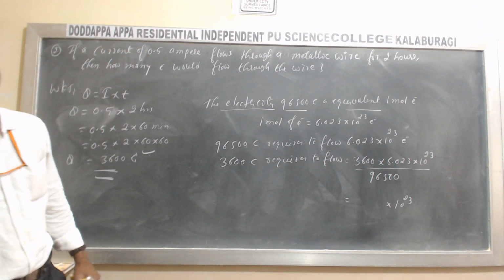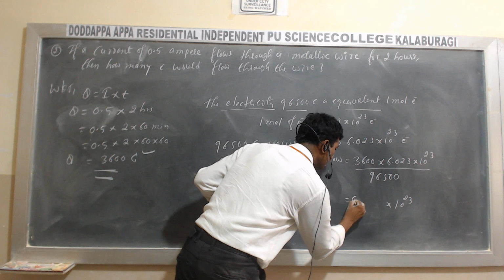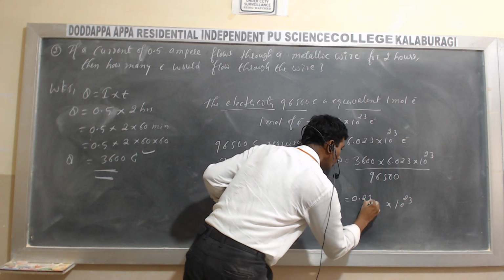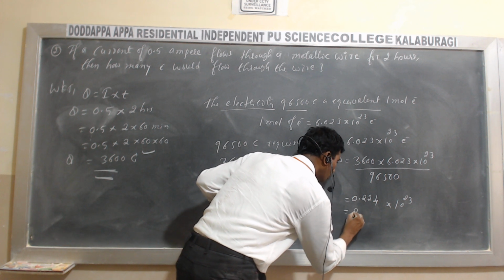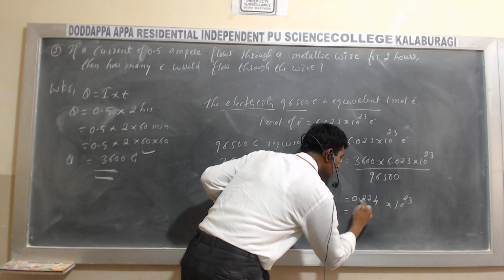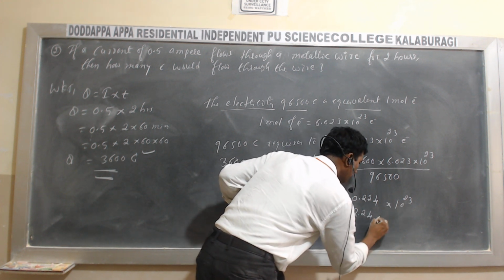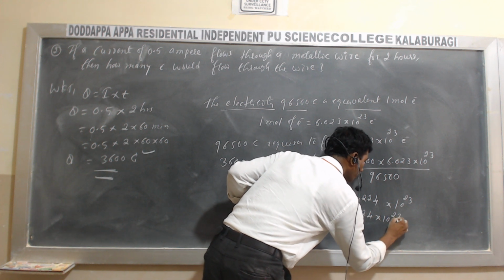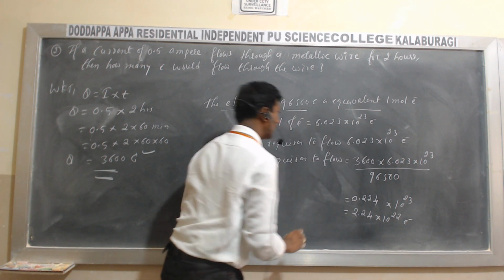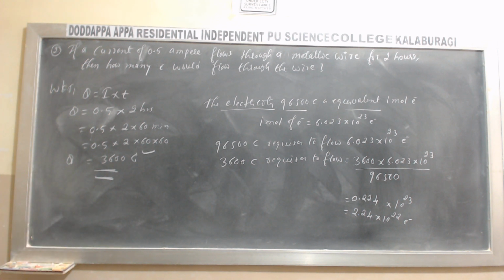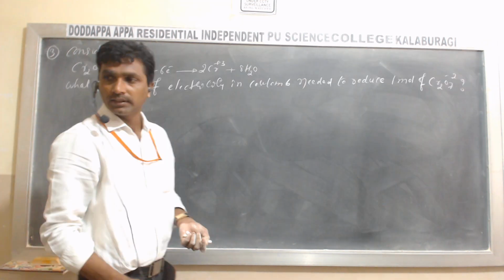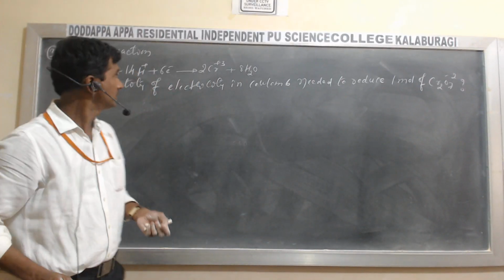So we can get 0.224. Otherwise you have to put 2.24, the decimal point moves, so it becomes 10 to the power of 22 electrons. So this is the second example of Faraday's laws of electrolysis. Next is the third example.